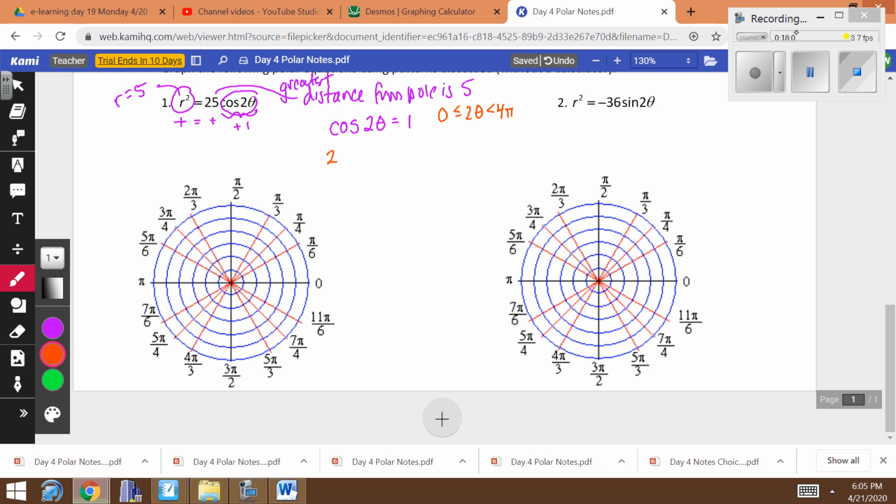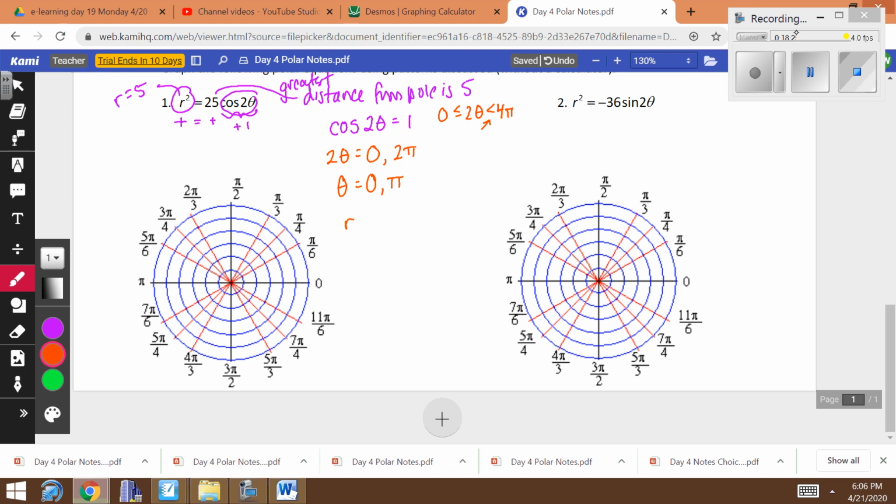So I need 2 theta to equal where the cosine is 1. We know the cosine is 1 at 0 and 2 pi. Again, it's not going to go to 4 pi because that is not an equal to. Okay, so that means theta is 0 and 1 pi. And at 0 and at 1 pi, that's where that r value is 5. That's where it is furthest away from the pole.